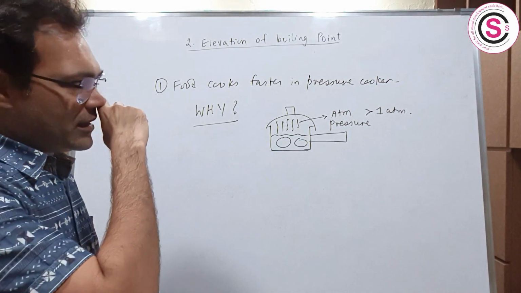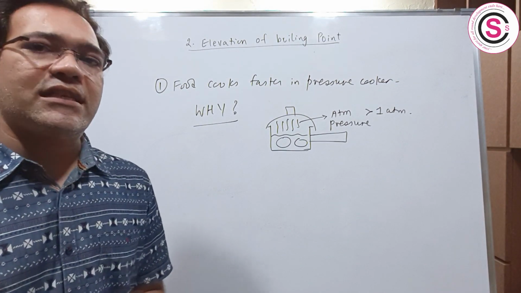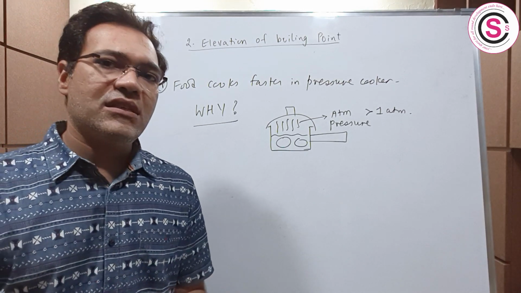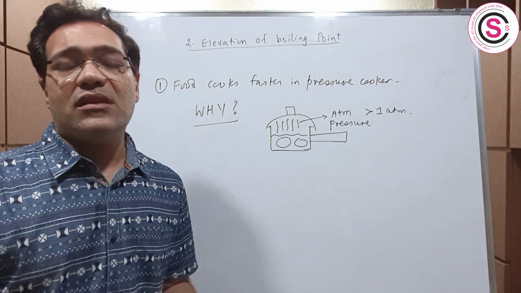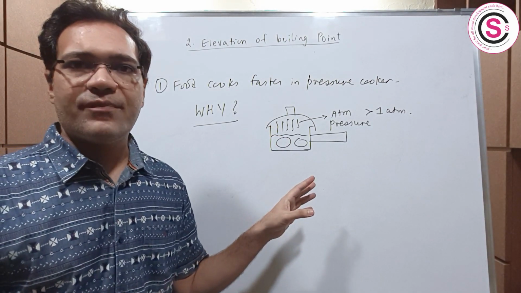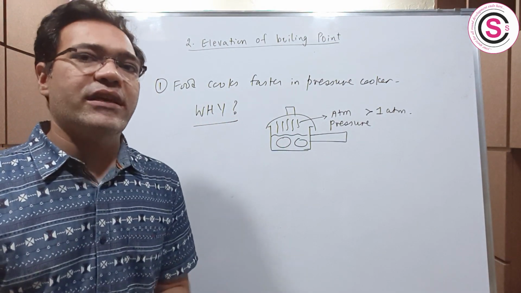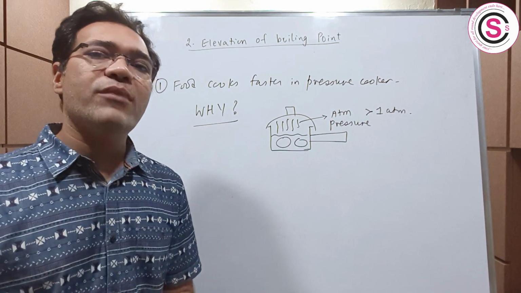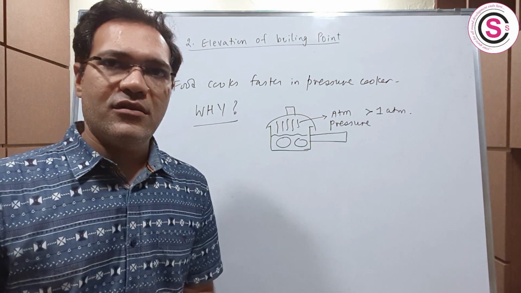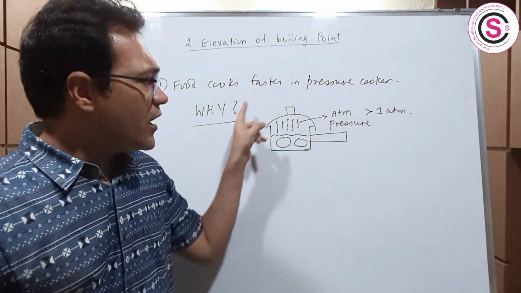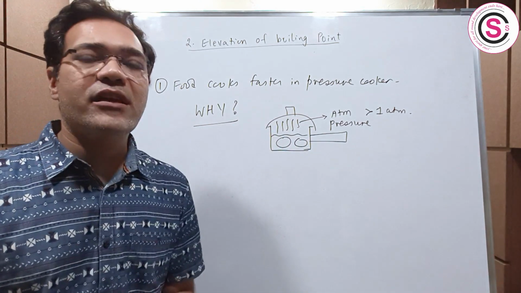Okay? Now see students, this thing is not given in your NCERT textbook. Then why am I discussing it? I am discussing it because this is very, very important for your competitive exams. Right? This question has been asked in your GUJCET, and it is also important for your JEE and NEET. Right? So think about it. Why does food cook faster in pressure cooker?